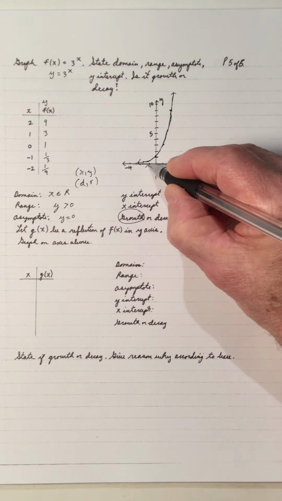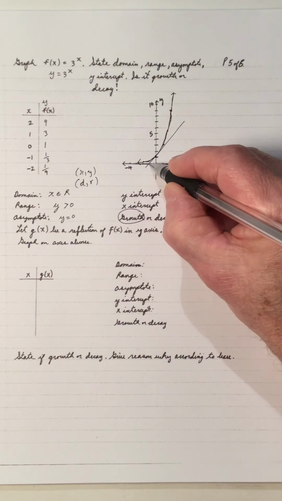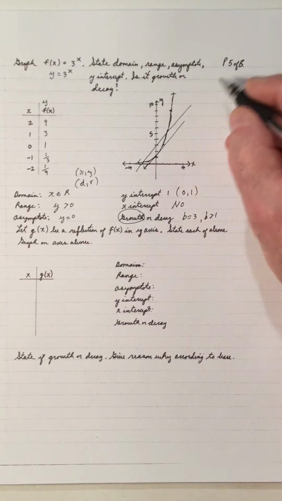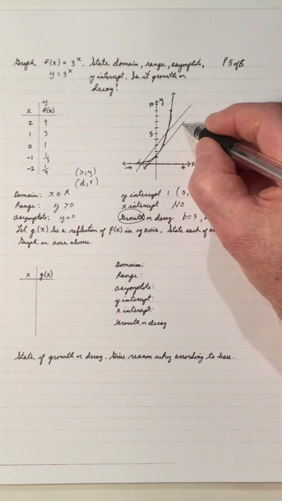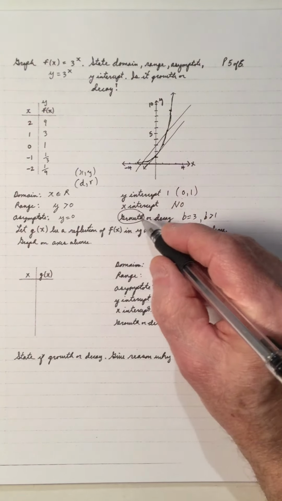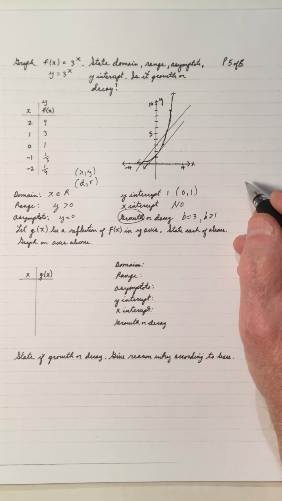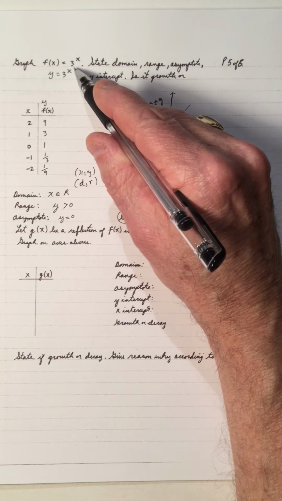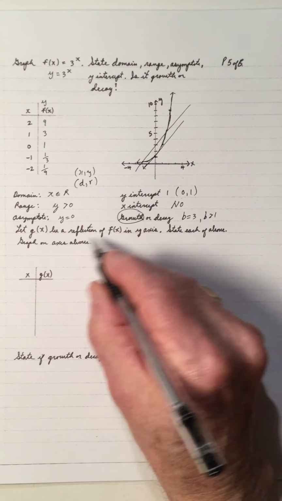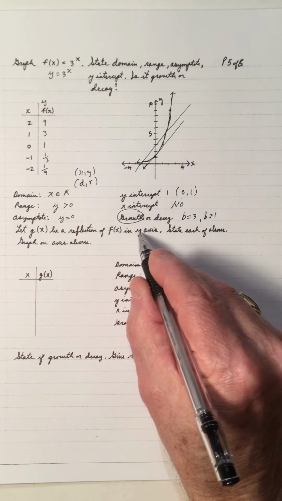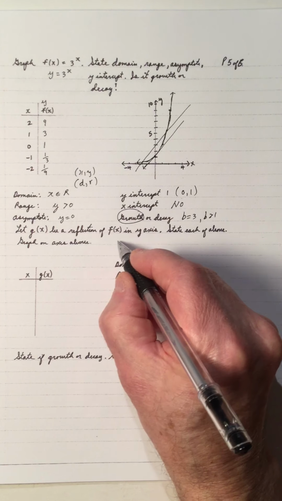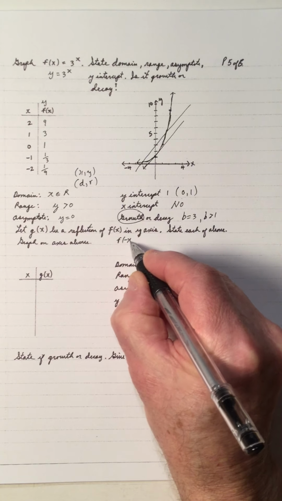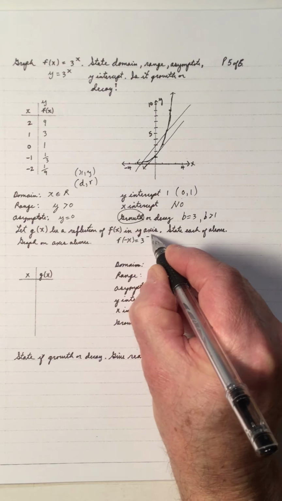Another reason it's a growth curve, because if I draw a line intersecting the curve at 2 points, the slope of this line is positive, so the slope of this curve is positive, so it's a growth. Now, let's take f of x equals 3 to the x, and let's do a reflection of f of x in the y-axis. So reflection in the y-axis is f of negative x equals 3 to the negative x.